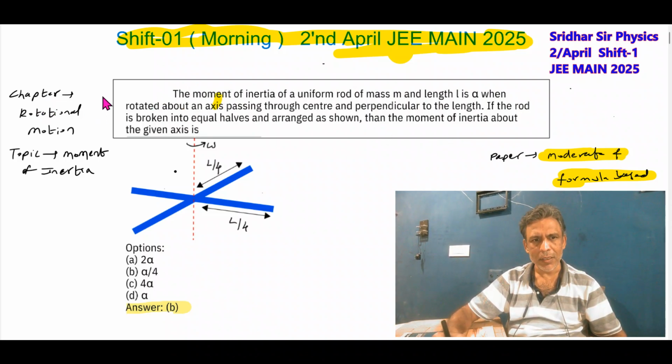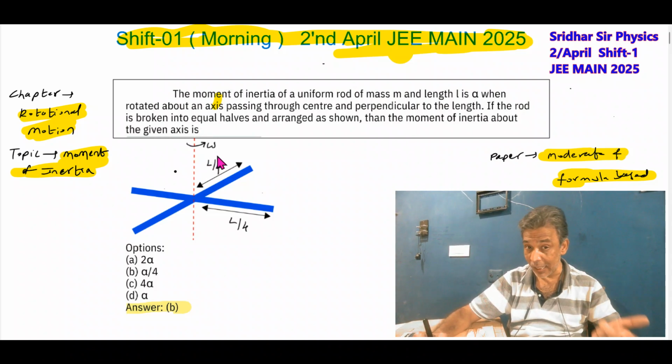Now, the chapter for this particular question I picked up is Rotational Motion, and the subtopic is problems based on moment of inertia. Now let me read the question. The moment of inertia of a uniform rod of mass m and length L is alpha when rotated about an axis passing through the center perpendicular to its length. If the rod is broken into equal halves and arranged as shown, then find the moment of inertia about the given axis. The diagram is given in the exam also. Looking at this diagram, we have to bring in that basic formula.